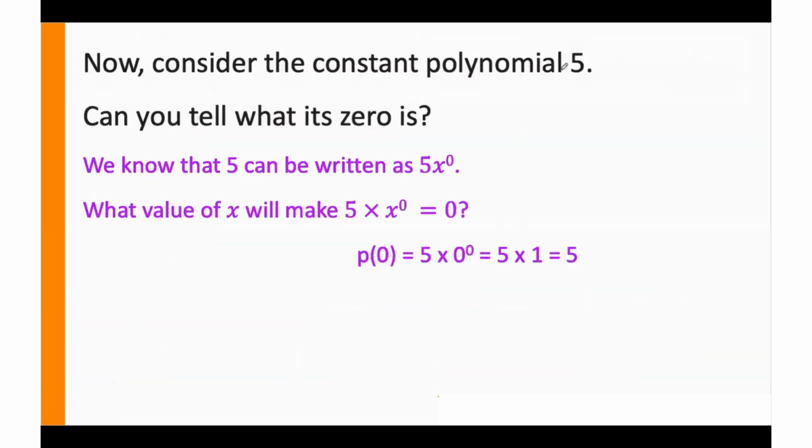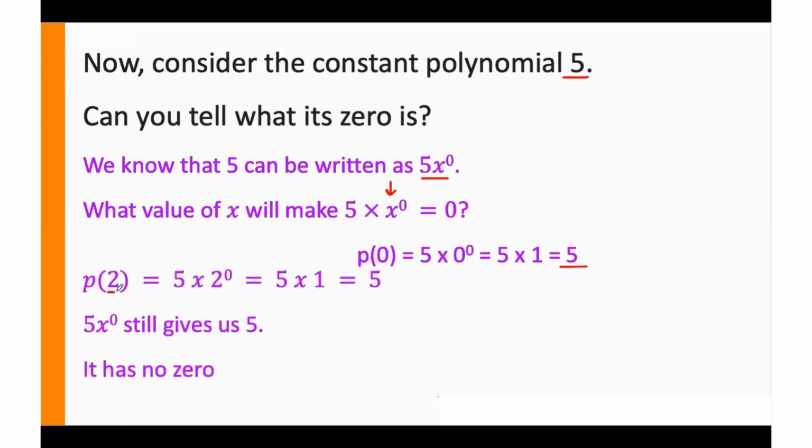Now consider the polynomial 5. It's a constant polynomial. So the variable with it has x to the power of 0. Can you tell what is the 0 of this polynomial? What value of x here will make it 0? Let's start with putting p of 0. So we will write 5 into 0 raised to 0. But anything raised to 0 is 1. So it gives us 5.